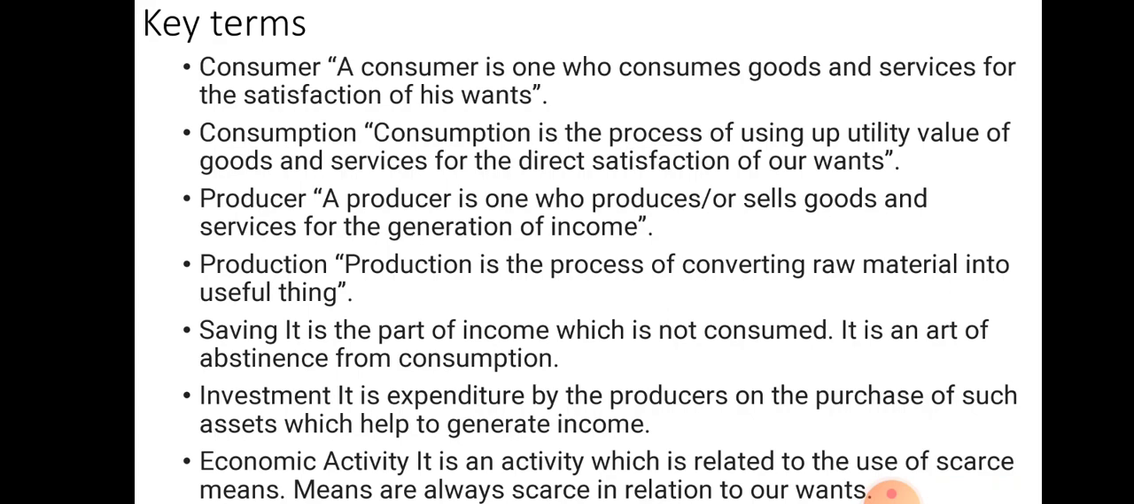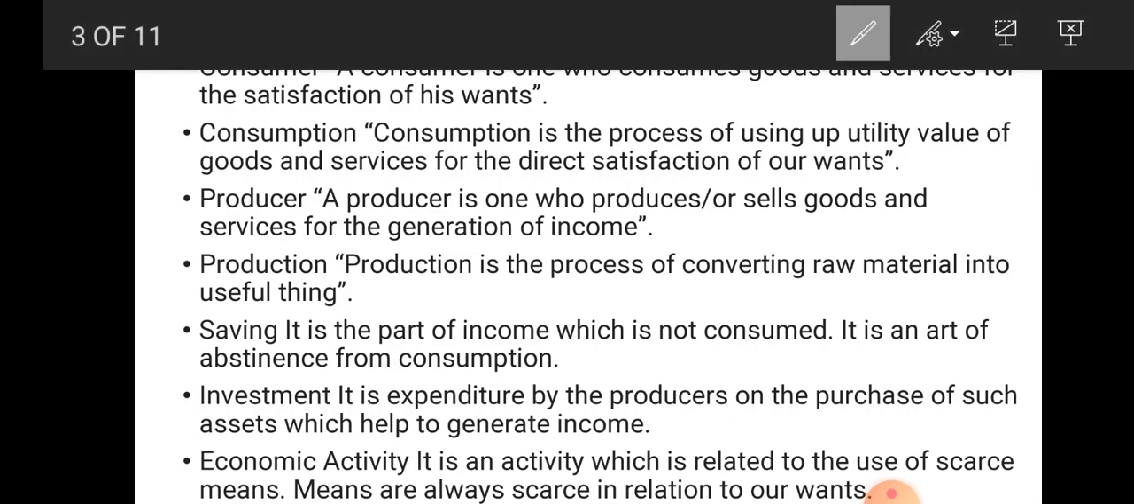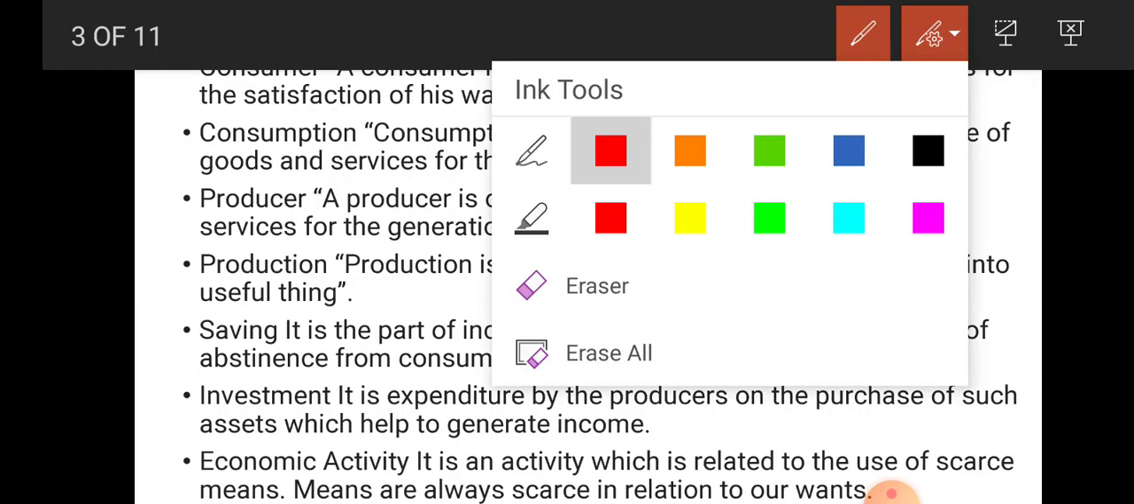Then if we need to consume something, it must be available for us. Now how will it be available for us? Through production. So production is the process of converting raw material into useful things. Raw materials, resources are available in the form of raw material, but we need to transform them according to our need and demand, right? So when we convert the raw material into a useful shape or a useful way, then the process is called production, and the persons who are involved in the process of production are called producers. So a producer is one who produces or sells goods and services for the generation of income.